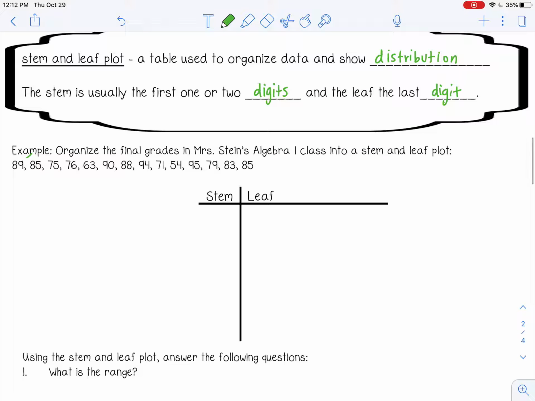Okay, so organize the final grades in Miss Dunn's Algebra 1 class into a stem and leaf plot. I'm going to put these numbers in order from least to greatest first. And go ahead and do that on your notes as you are watching me. So 54 is first, I missed that, and then 63.